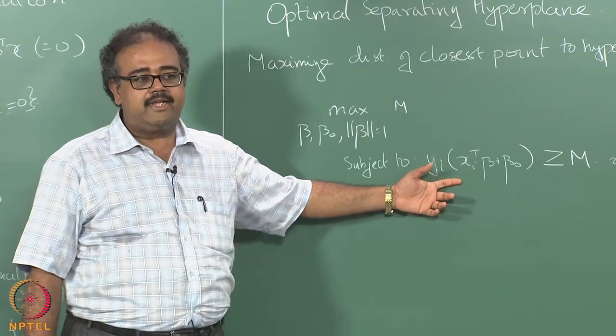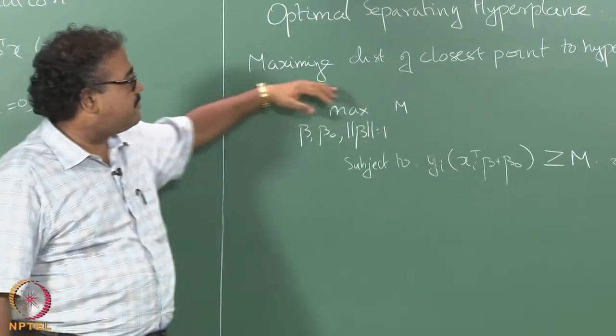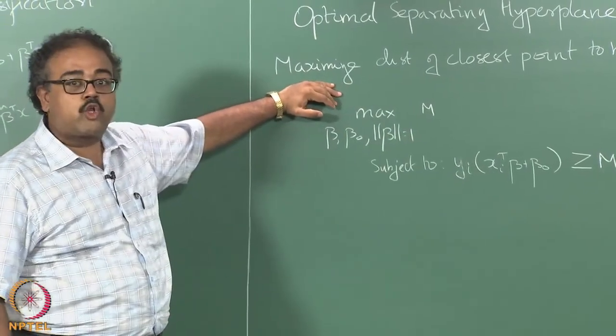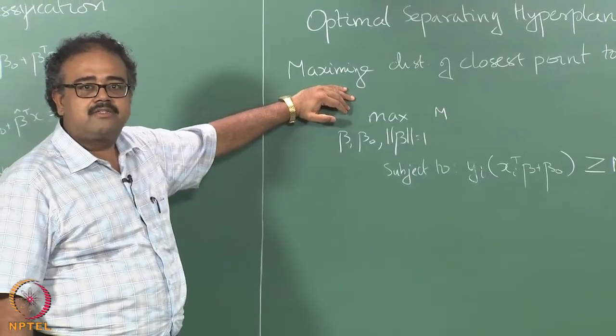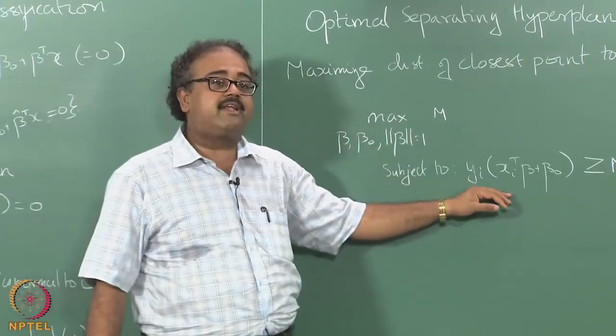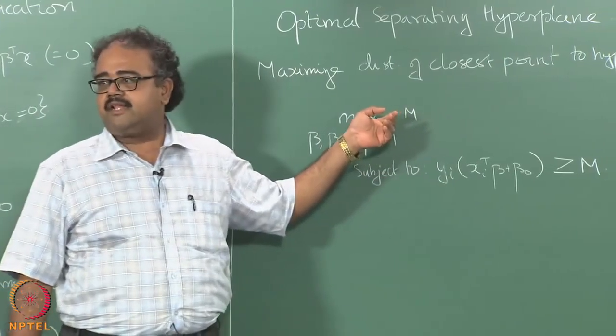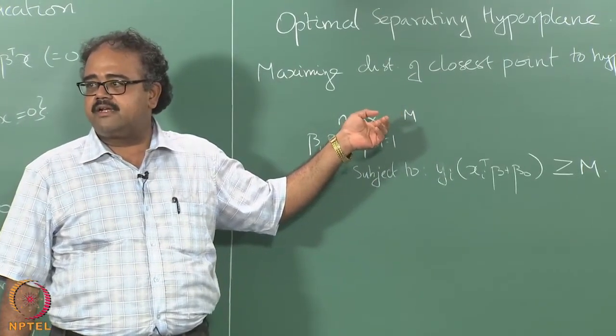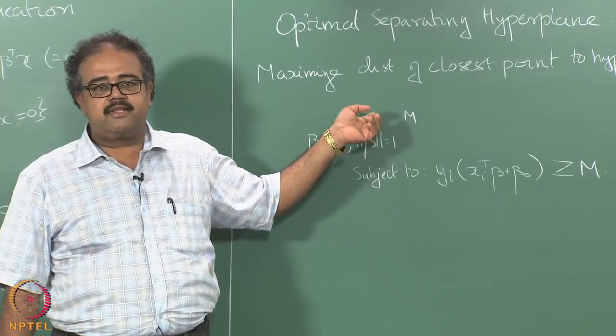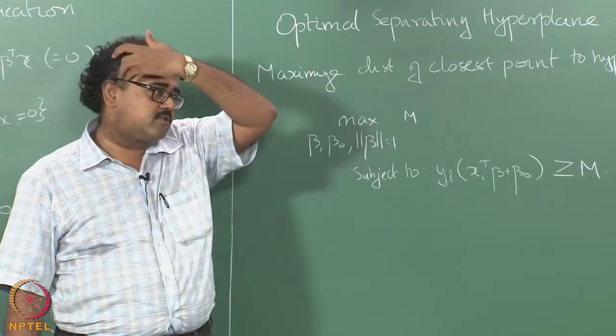So this is how I will write down the optimization function. What we wanted was to maximize the distance of the closest point to the hyperplane. So now I am saying every point should be at least m away. Now maximize m. This will automatically maximize the distance of the closest point. So what do you think will be the distance of the closest point?